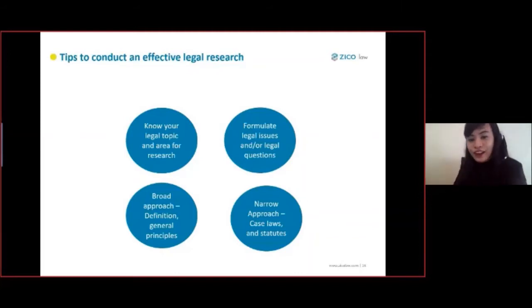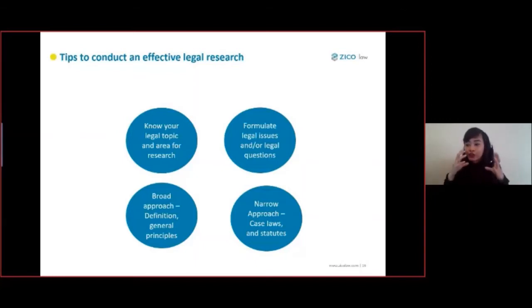Now, on the tips to conduct effective legal research, first, you need to know what your legal topic and area of research is. The law is as vast as the ocean. Knowing where to start should be your first step.